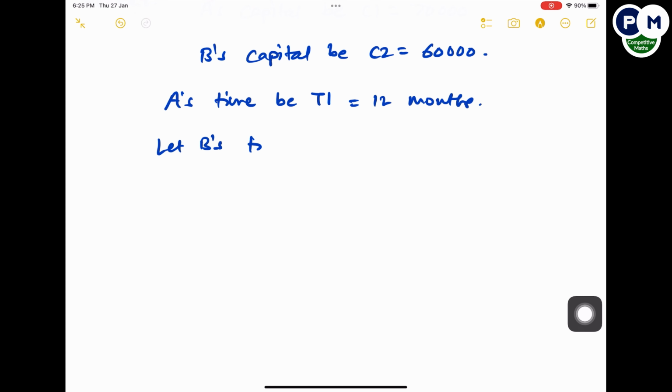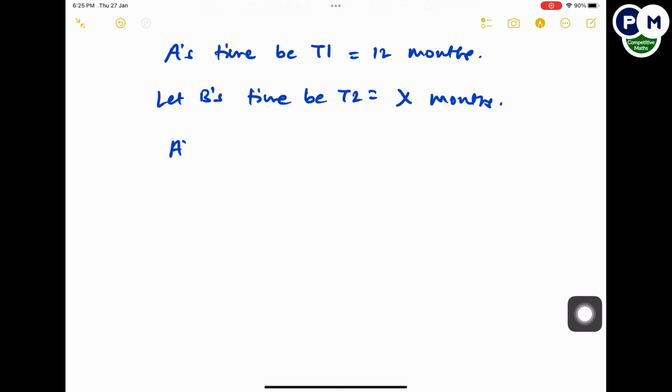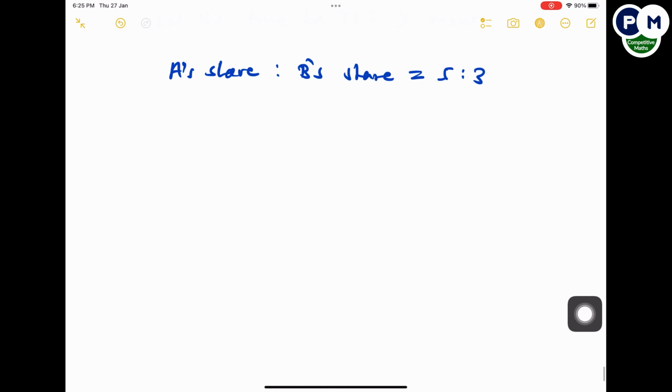A's capital BC1 equals $70,000. B's capital BC2 equals $60,000. A's time BT1 equals 12 months. Let B's time BT2 equals X months. A's share by B's share equals 5/3.